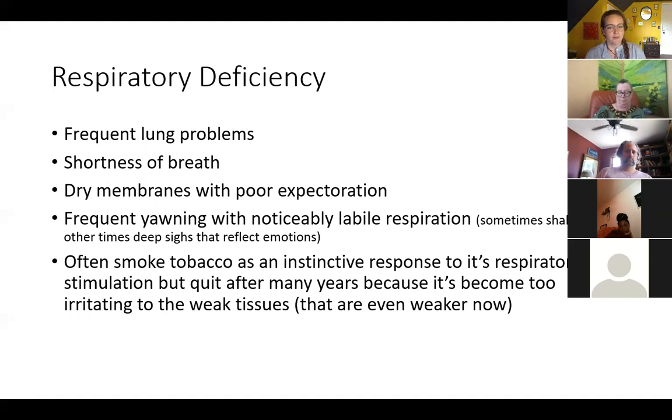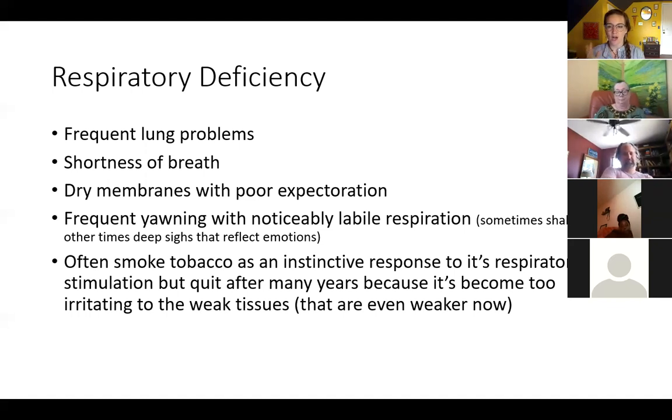Often smoked tobacco is an instinctive response. So that's a typo too. So it becomes respiratory stimulation, but you quit after many years because it's now become too irritating to the weak tissues that are even weaker now. Like I mentioned with upper GI, the lungs are the same way.